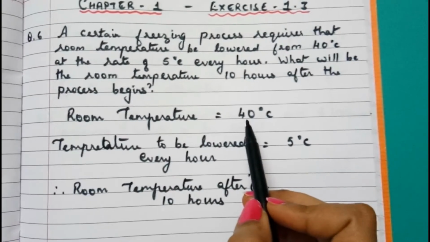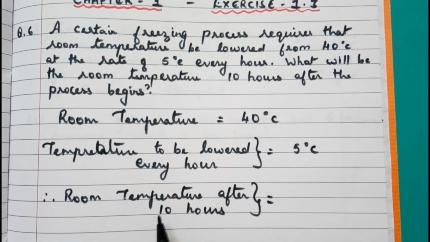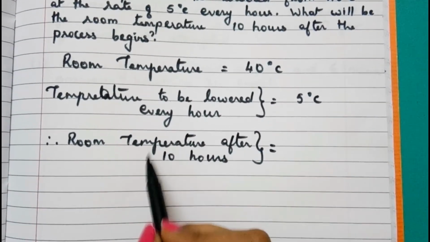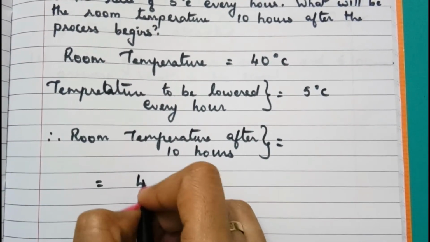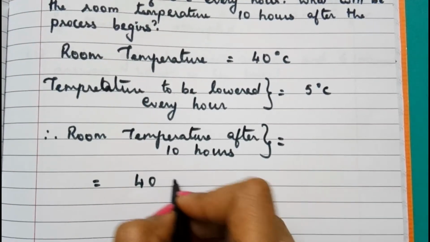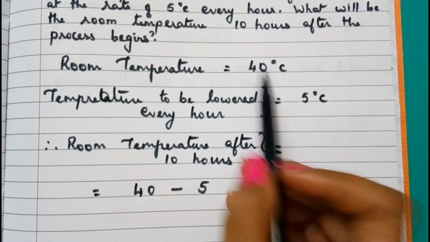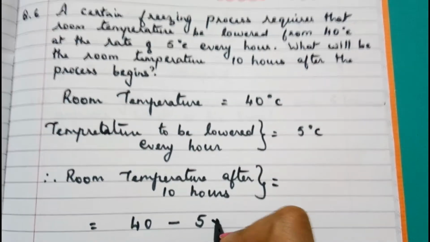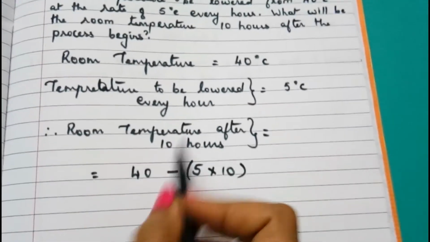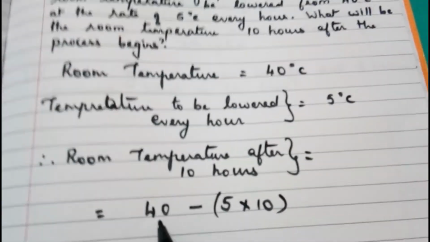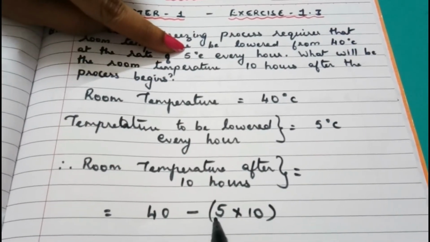Current room temperature is given. Every hour how much temperature should be reduced is also given, and they have asked the temperature after 10 hours. So how will we write this? This can be written as, from 40 we have to reduce 5 degrees Celsius till how many hours? 10 hours. Understood how we did? We have to reduce the temperature from 40 degrees, correct? So 40, how much we have to reduce? 5 degrees Celsius. So that is 40 minus 5.